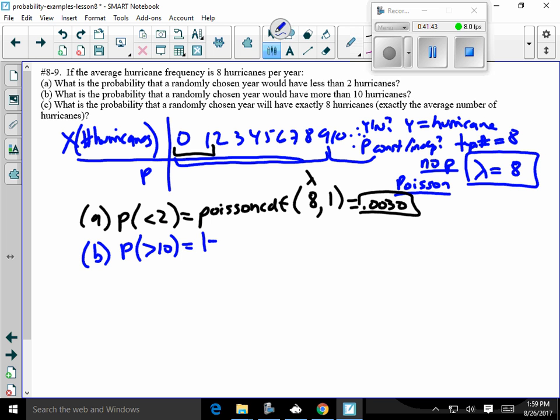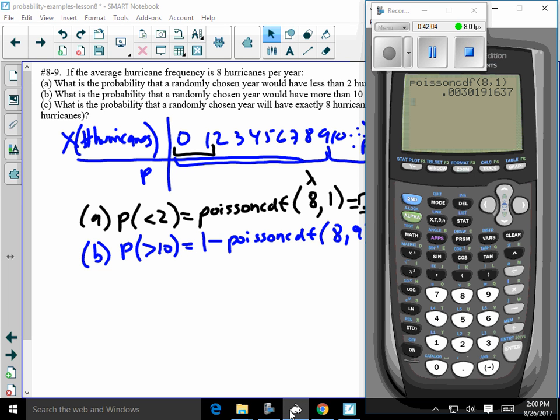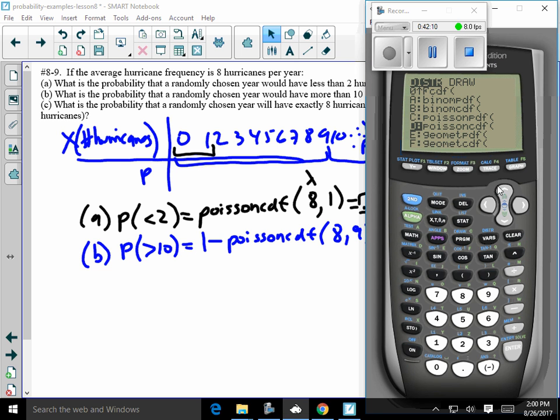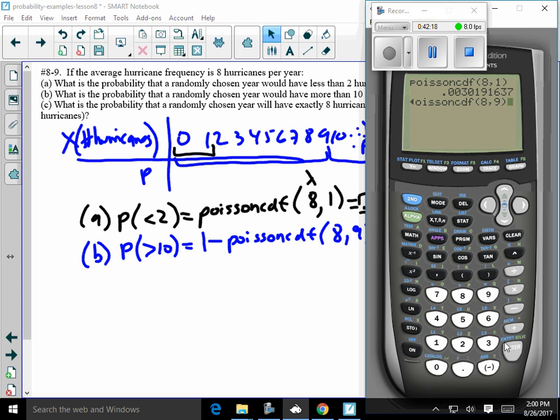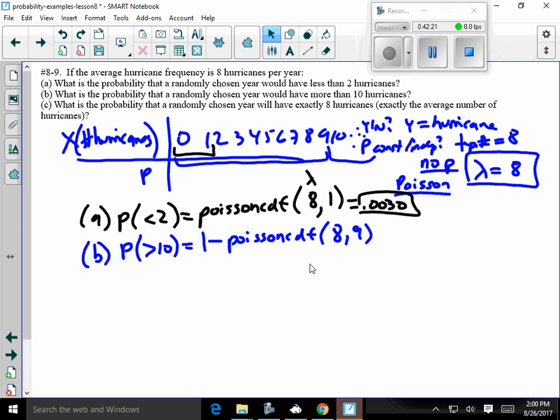So that's going to be 1 minus the left-hand side, which we could use Poisson CDF again. This time, again, 8 is the typical number that we go up to and including 9, right? So 1 minus Poisson CDF there. Let's do that in the calculator. So the Poisson CDF number is, 8 is typical. We want to go up to and including 9 because it said more than 10. Okay. So that would be 0.7166.